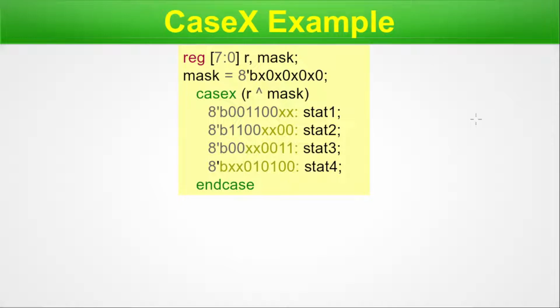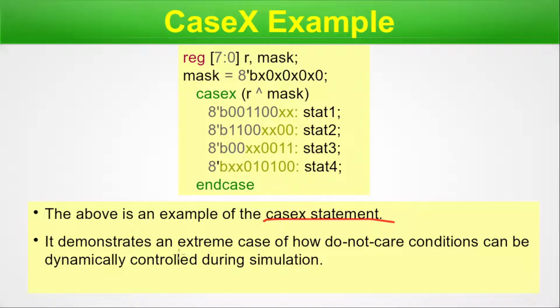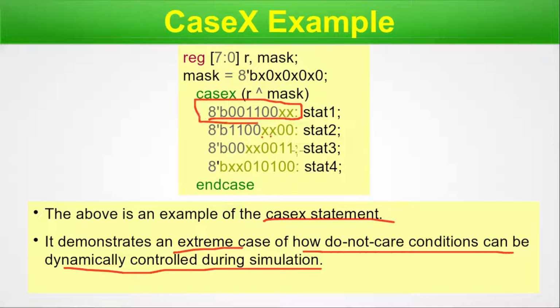So you have seen the case Z example and you have seen the case X example. Now let me give the text description. This is an example of case X, and it demonstrates the extreme case of how do not care conditions can be dynamically controlled during the simulation. So these are dynamic. That means both can be X, or one could be X, someone could be other things. So this way, this becomes very dynamic. So this is not a constant expression. This is a dynamic expression. This dynamicity is given by the case X.